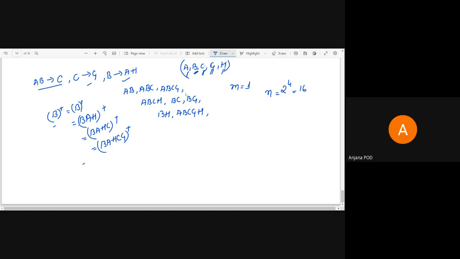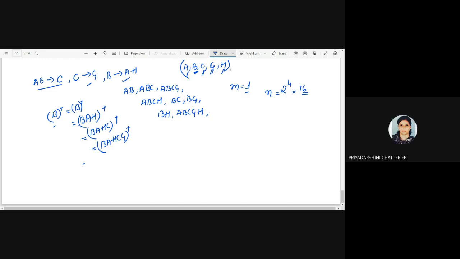Okay. So if you count all the possible combinations with the candidate key, we'll basically get 16. I've not done all of them; do you want me to get all the combinations? No, ma'am. We have got one candidate key, that is B, and the rest left are four attributes: A, C, G, and H.